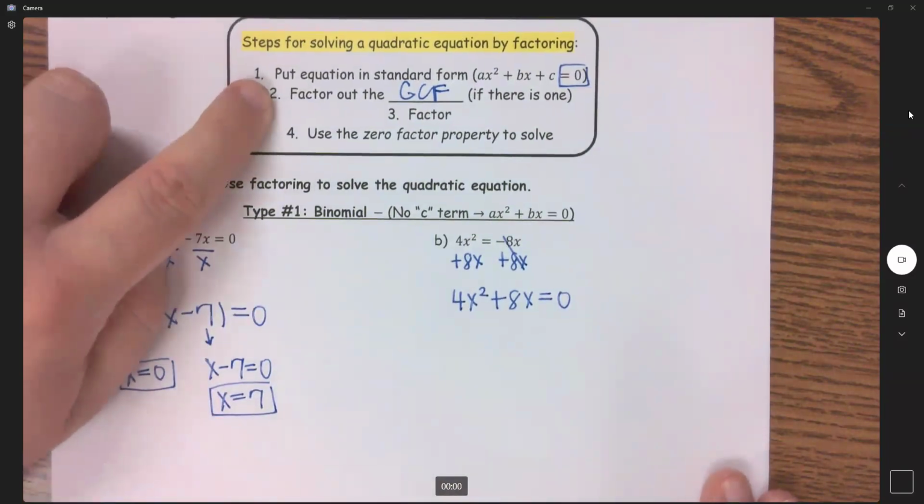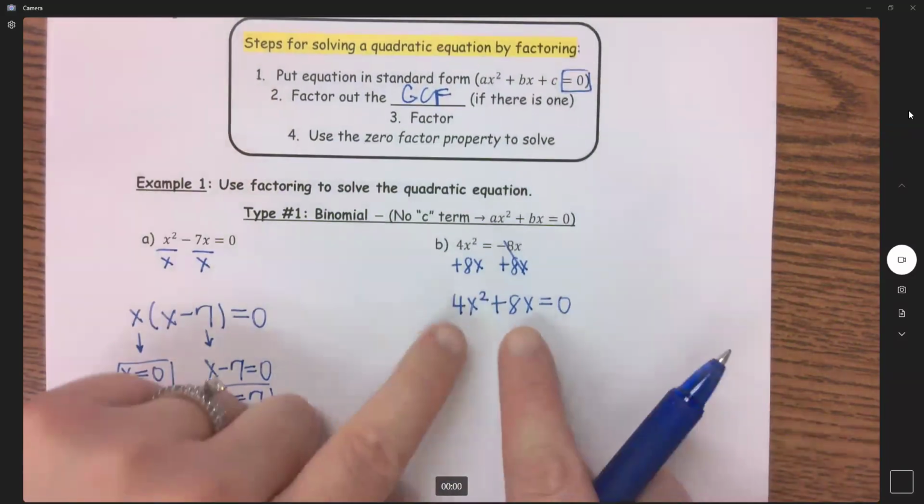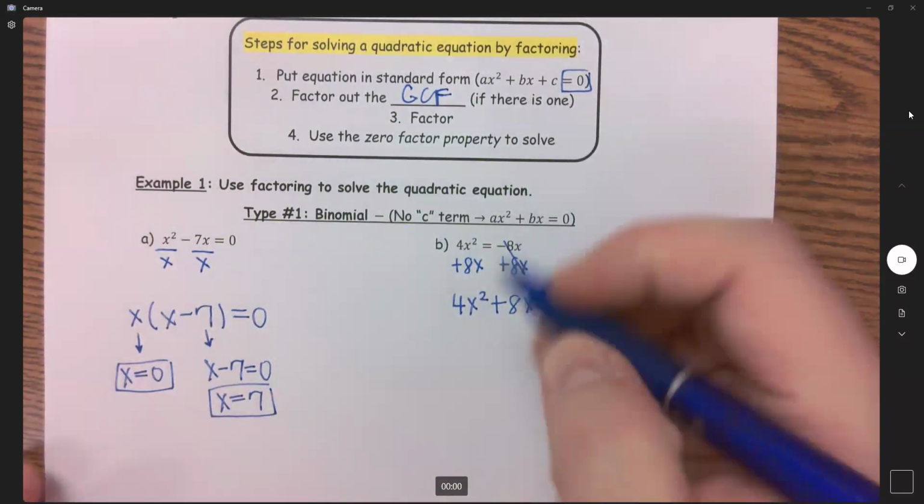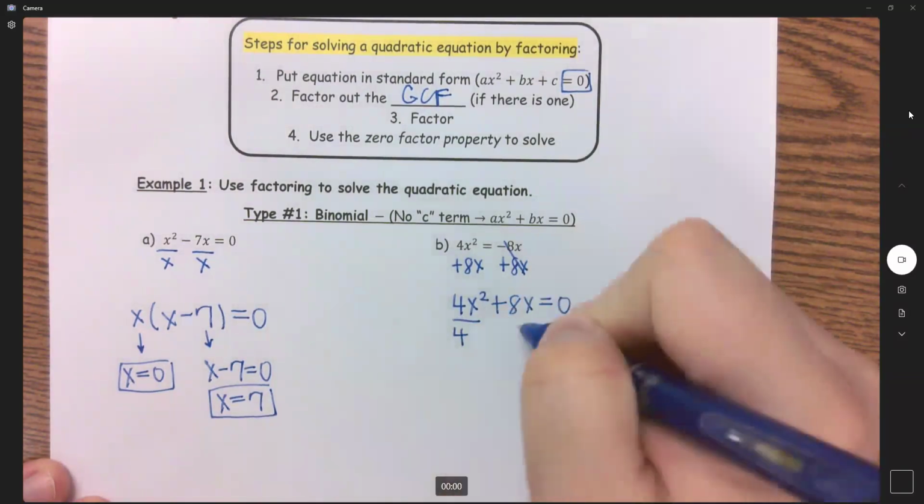Second step is to factor out that GCF. So what number can I divide out of both of these two terms? I can divide both of those terms by a 4.